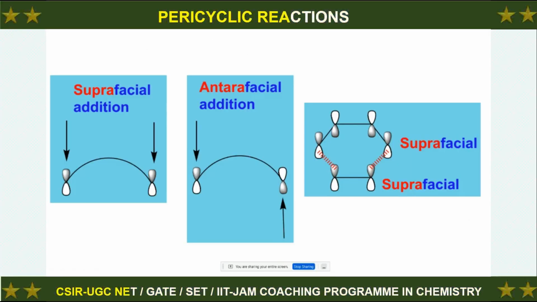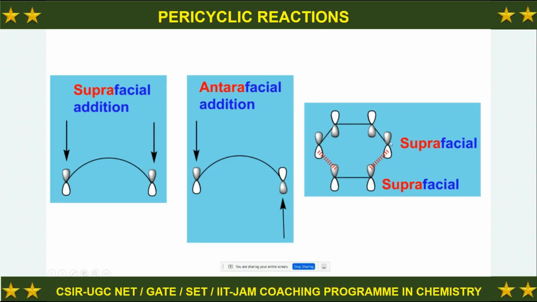Before coming to the cycloaddition part, we should know how the components approach. Here also molecular orbitals are involved. The new concept is facial addition. In a suprafacial addition, this is the frontier orbital of the diene, and the dienophile approaches on the same side of both frontier molecular orbitals. That is called suprafacial addition. If one orbital approaches from the top and the other from the bottom, that is called antarafacial. So this is an example of suprafacial and suprafacial addition.